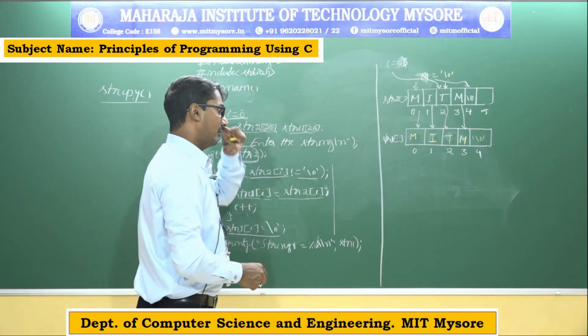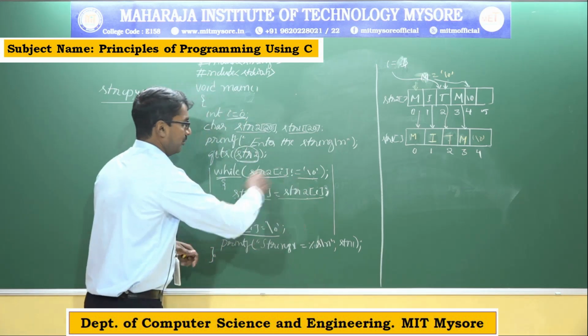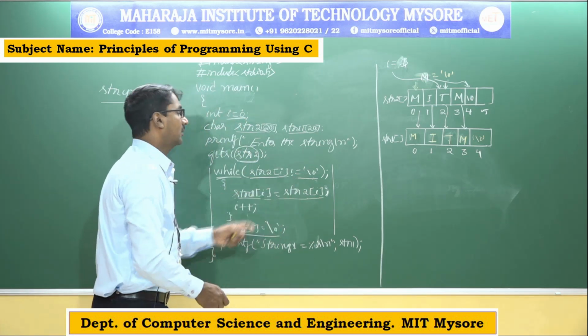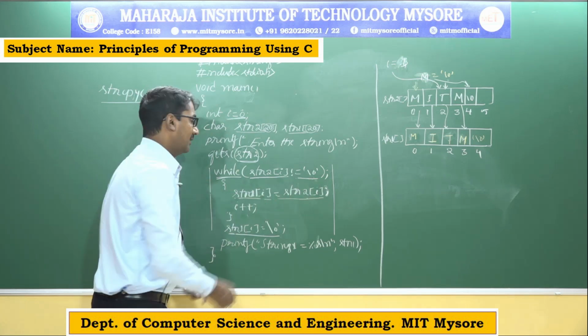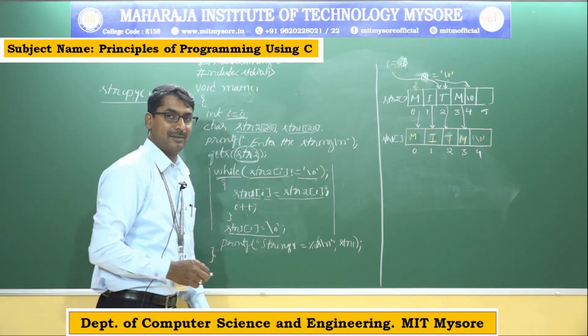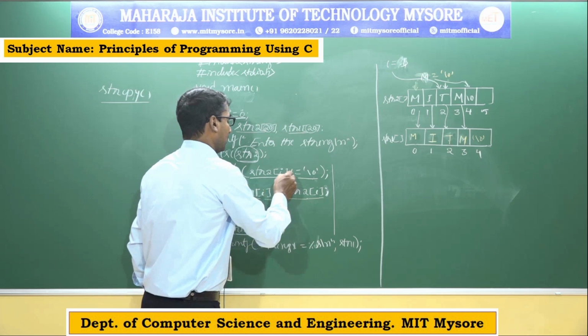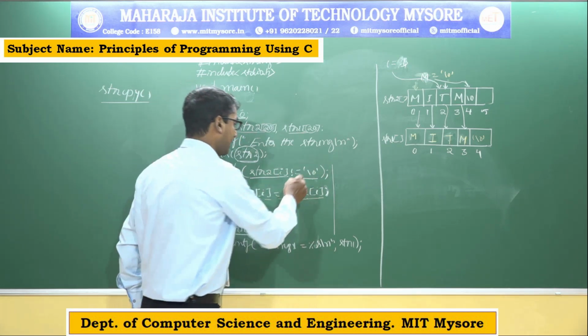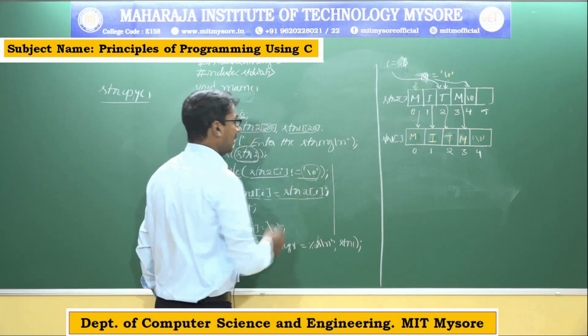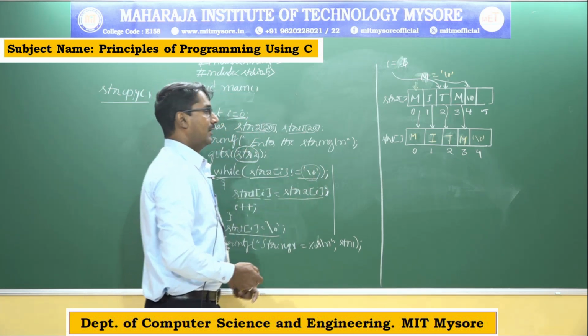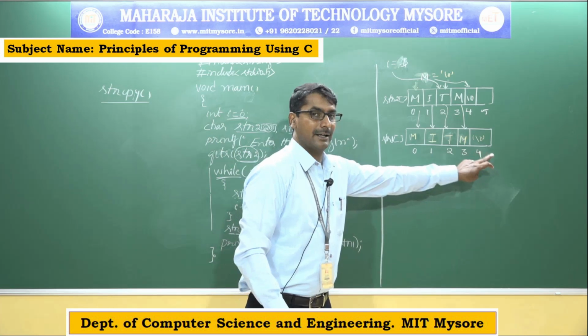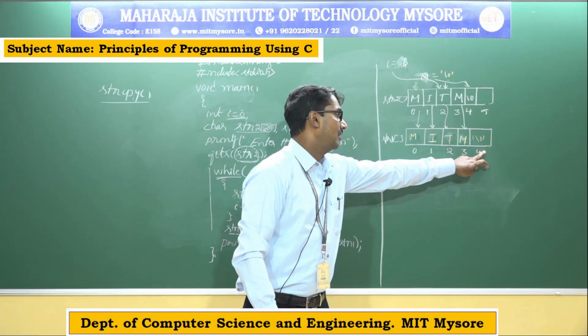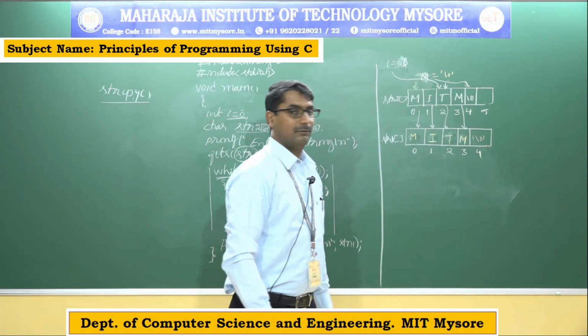So here, when performing string copy operation, the loop will be iterated till the condition is satisfied. Once this condition is not satisfied, then it terminates. That is, the condition is str2 of I not equal to null. So once it reaches the null character, it will terminate. Then the first string will end with null character. So here we need to assign null to the last character of the first string.